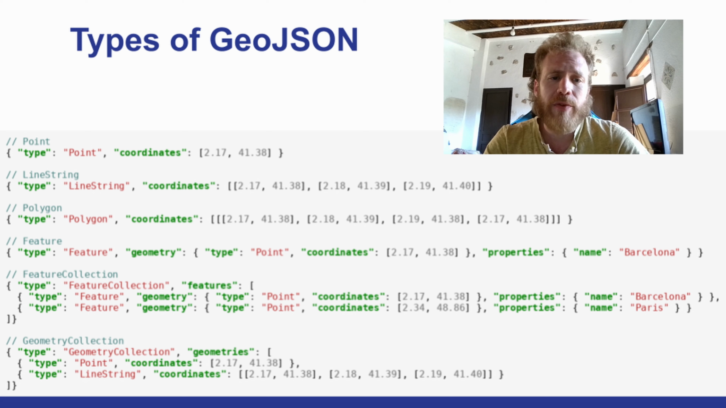And then we have the feature collection, a group of multiple features bundled together in one file. Each feature can have its own geometry and properties. And this is the common top-level structure used in GeoJSON files, and the most common.